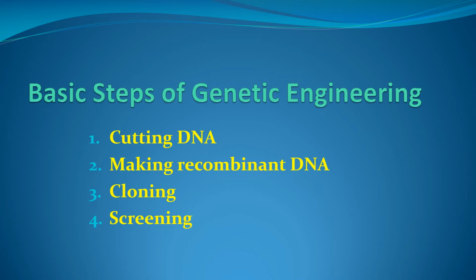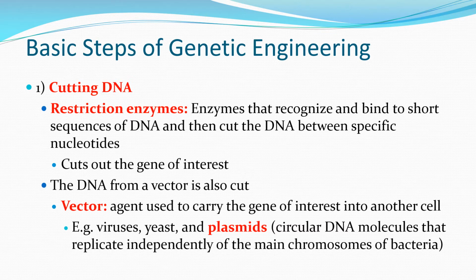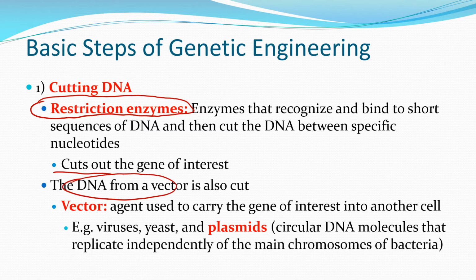So now just getting into the basic steps of genetic engineering. First one is cutting DNA, and to do that you use restriction enzymes. They cut out the gene of interest. You also cut out the DNA from the vector. A vector is what's going to be used to carry the gene of interest into another cell. So it can be viruses, yeast, or plasmids. Plasmids refer to circular DNA molecules that replicate independently of the main chromosomes of bacteria. So those are found in bacteria.